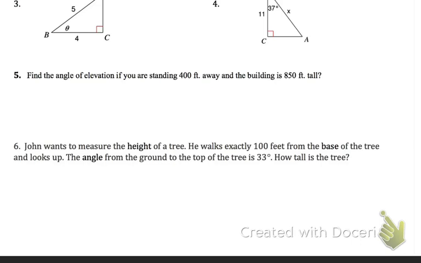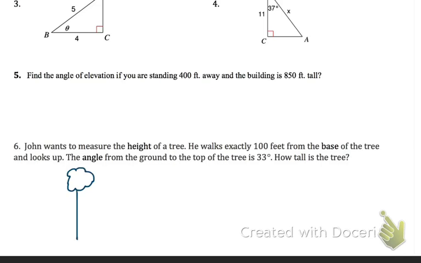Number 6. John wants to measure the height of the tree. He walks exactly 100 feet from the base of the tree and looks up. The angle from the ground to the top of the tree is 33 degrees. So here we go. We're going to draw a picture. He wants to measure how tall this tree is.